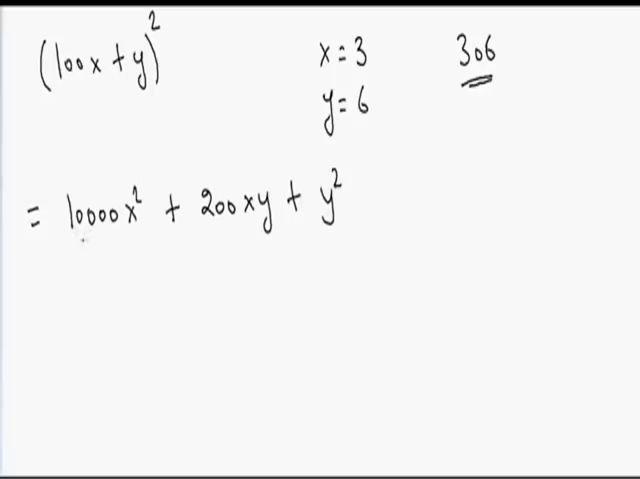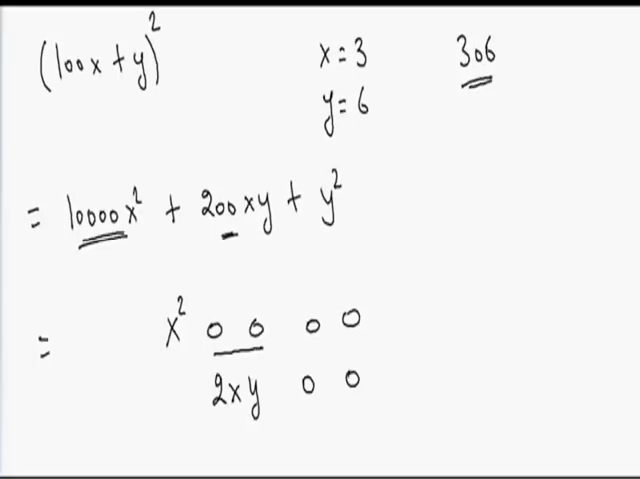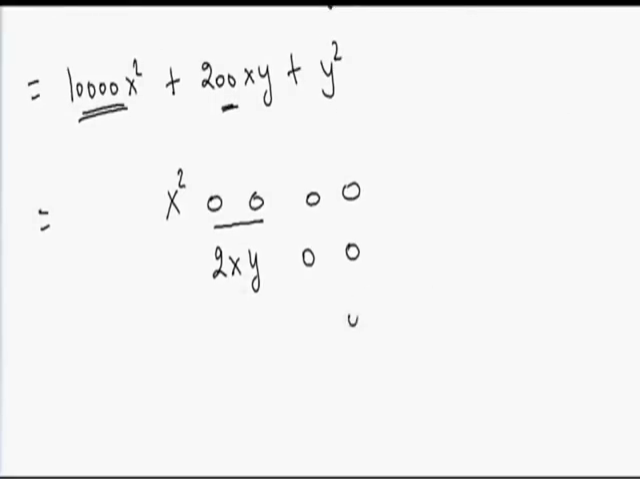Now you can see that we have 4 zeros for x square, 2 zeros for 2xy, and no zeros for y square. So if we add them together, it will look something like this: x square 0 0 0 0, right? And then we have 2xy 0 0. So this 2xy will go onto the next 2 digits here, right? And then we have y square, which will go here. Because there is a 0 here, the y square can occupy these 2 digits in the end.